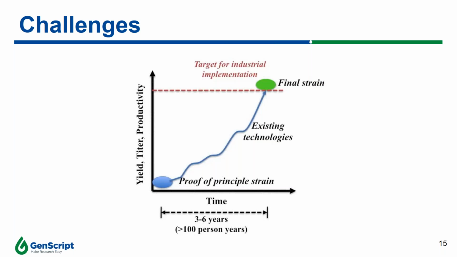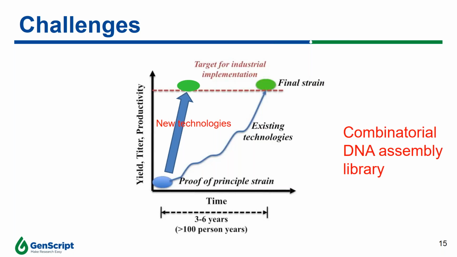What researchers are currently looking at is to establish a new technology so that they can shorten the developmental time in order to bring their products to the market as soon as possible. And here is where our platform, known as the Combinatorial DNA Assembly Library platform, can be used to help researchers speed up their investigation work.